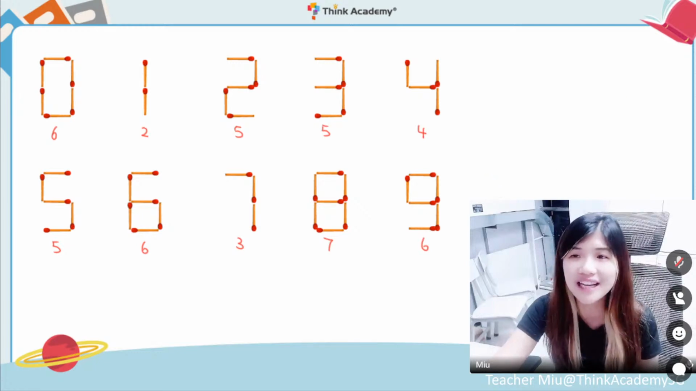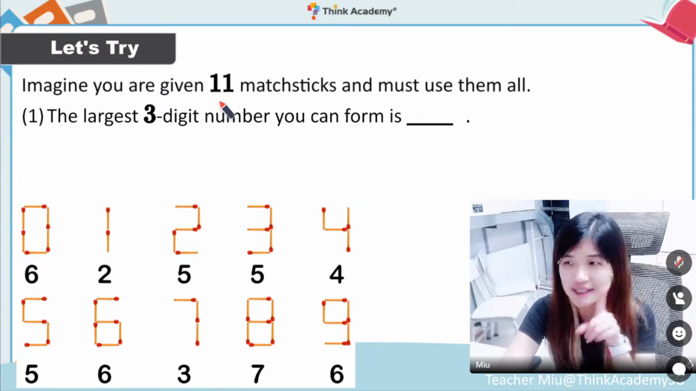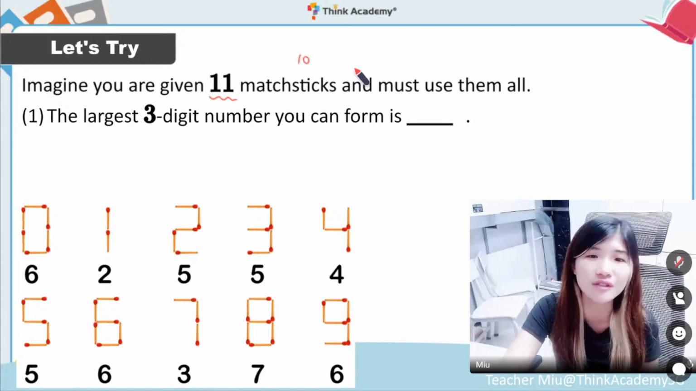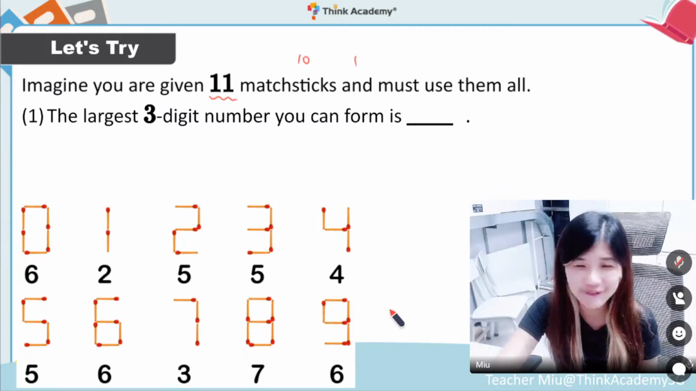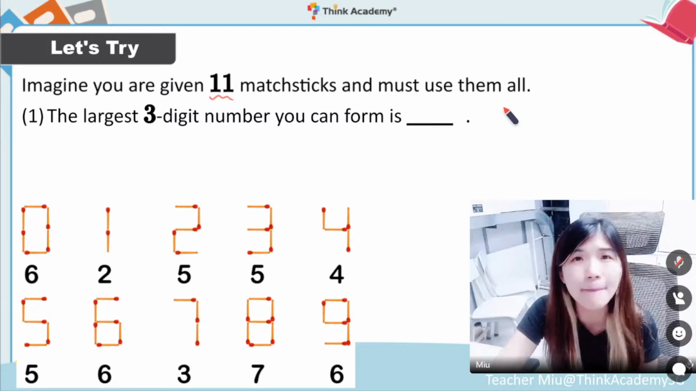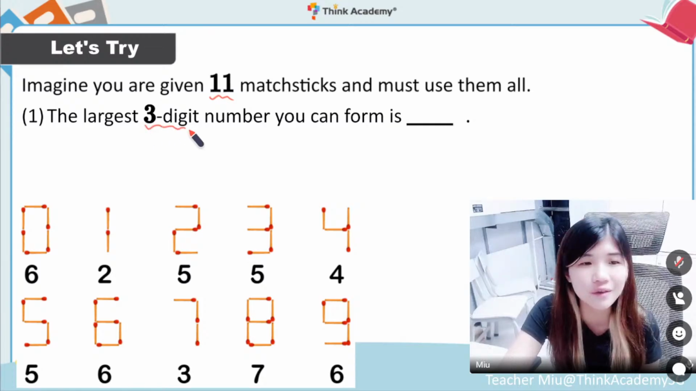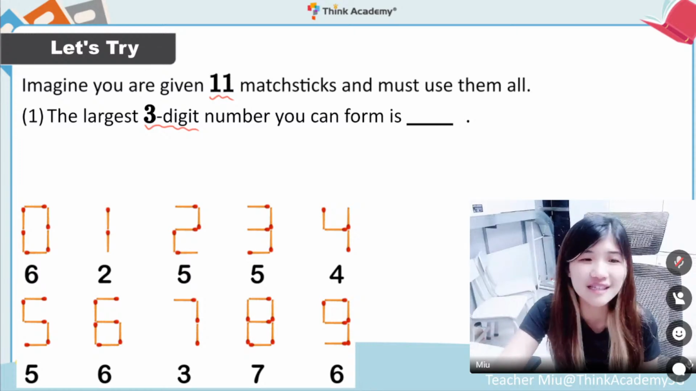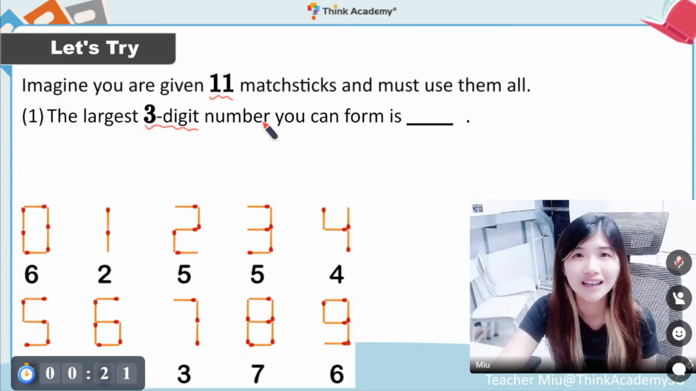All right. Then, for example, one very simple question: imagine you are given 11 statistics and must use them all. That means, can you use only 10 of those and leave 1 for later? Definitely cannot, right? Because it says so. You have 11 statistics and you must use them all. The largest 3-digit number you can form is... now you can just try. I give you 30 seconds on this question. You have 11 statistics to form a number and you must use them all. What is the largest three-digit number you can form?